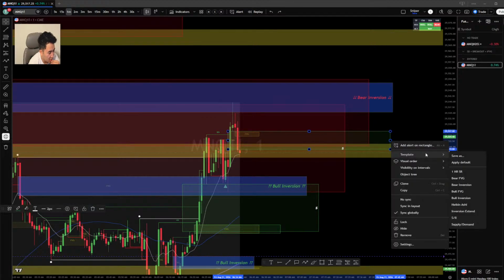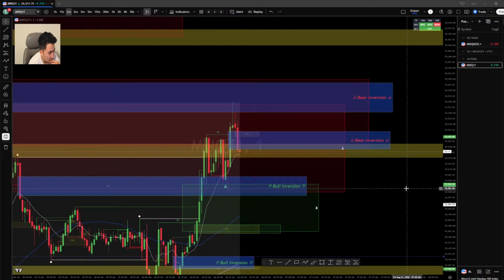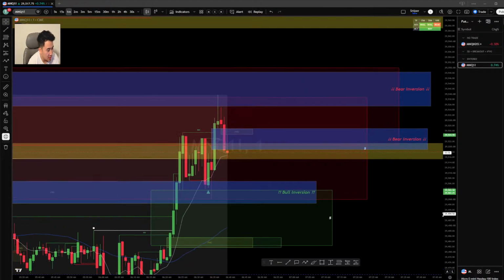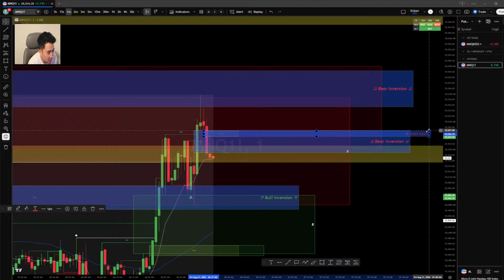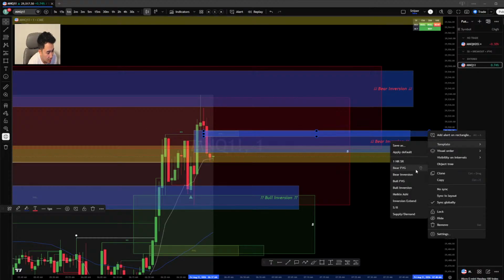This here is pretty strong. This becomes a bearish inversion. This candle right here, you can see it, closed below this bullish gap, becomes a bearish inversion, and then inside it's forming a bearish FVG. So when you have a stack like this, these areas are pretty strong.